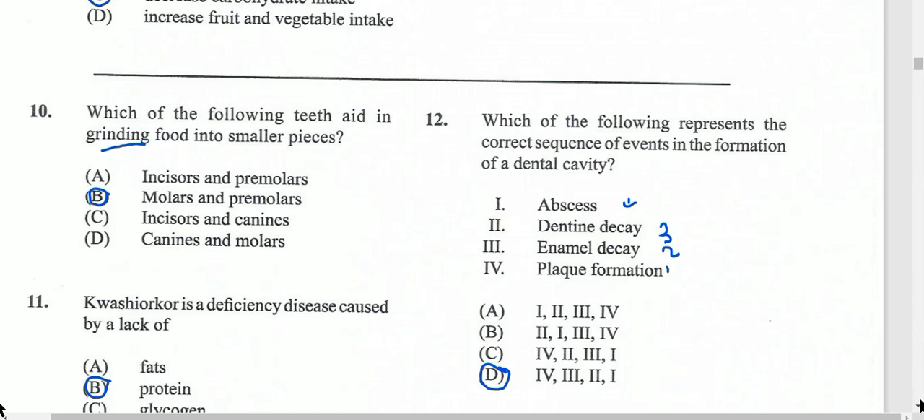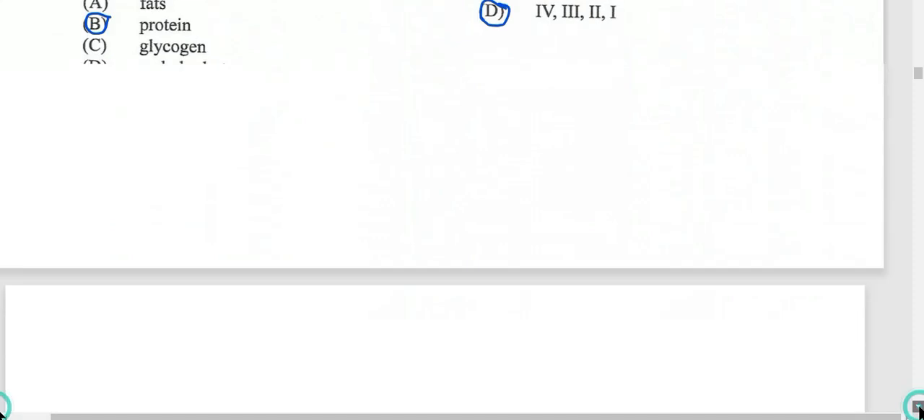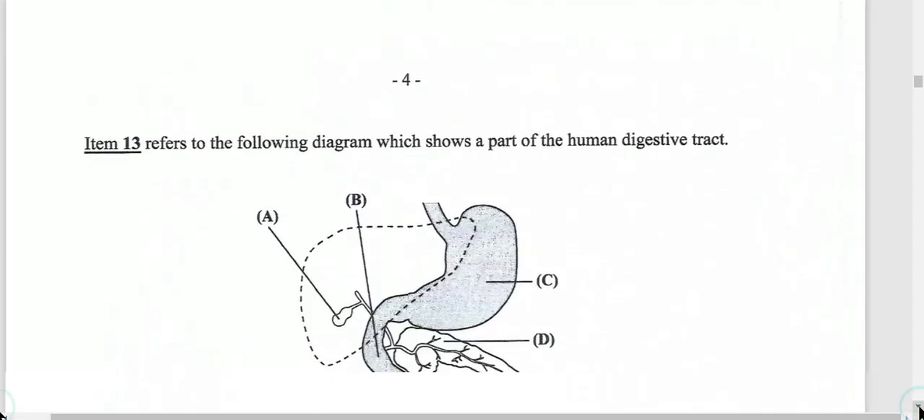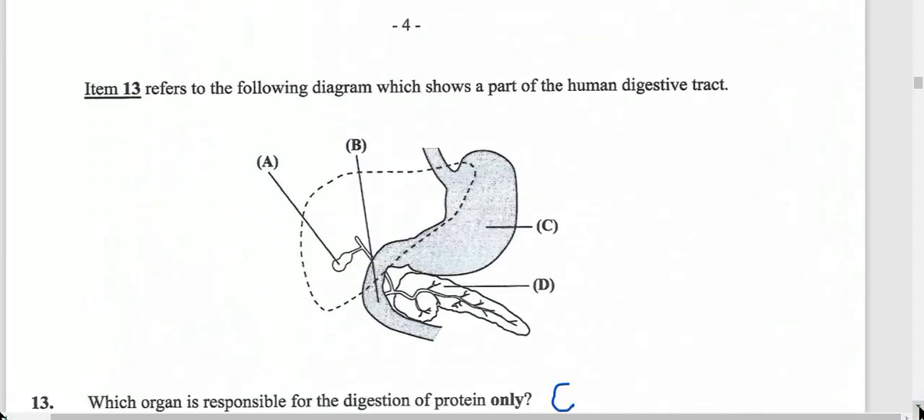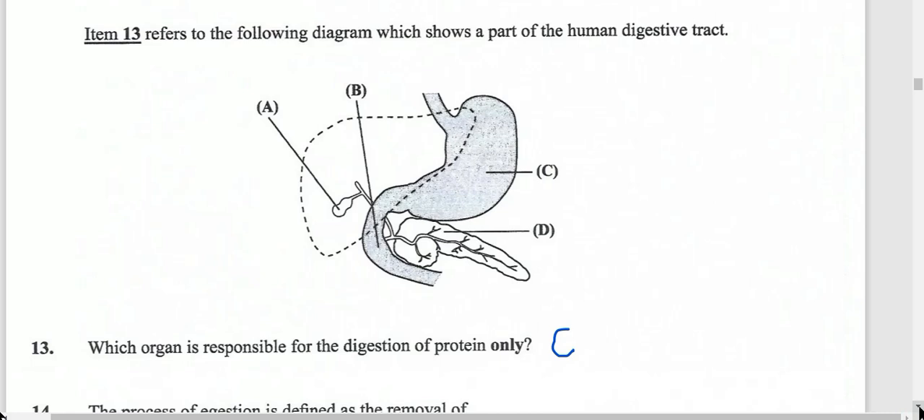And we move on down to question number 13. Question 13 is going to be that of the digestive tract. It refers to the following diagram, which shows a part of the human digestive tract. And here we have labeled A to be the gallbladder, B to be the duodenum, C to be the stomach, and D to be the pancreas.